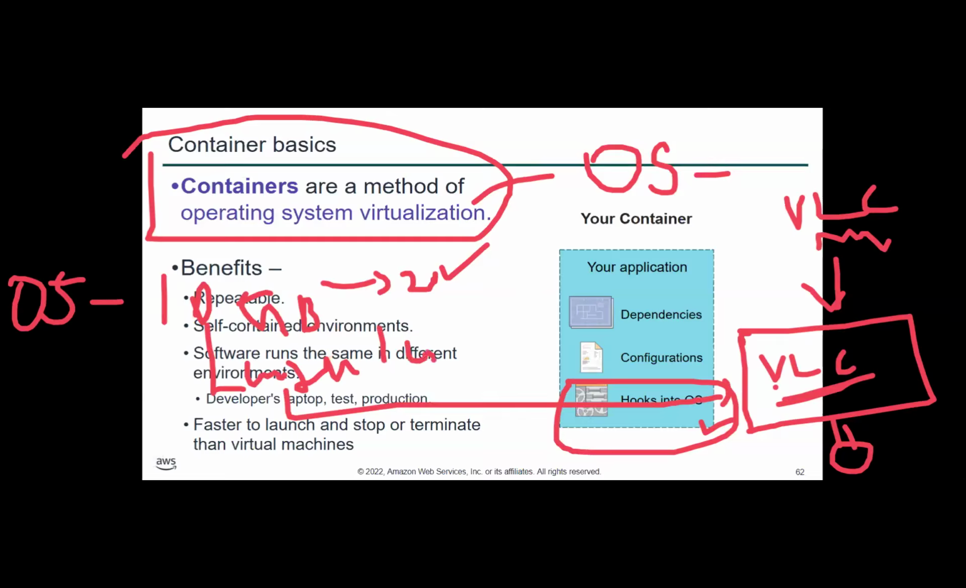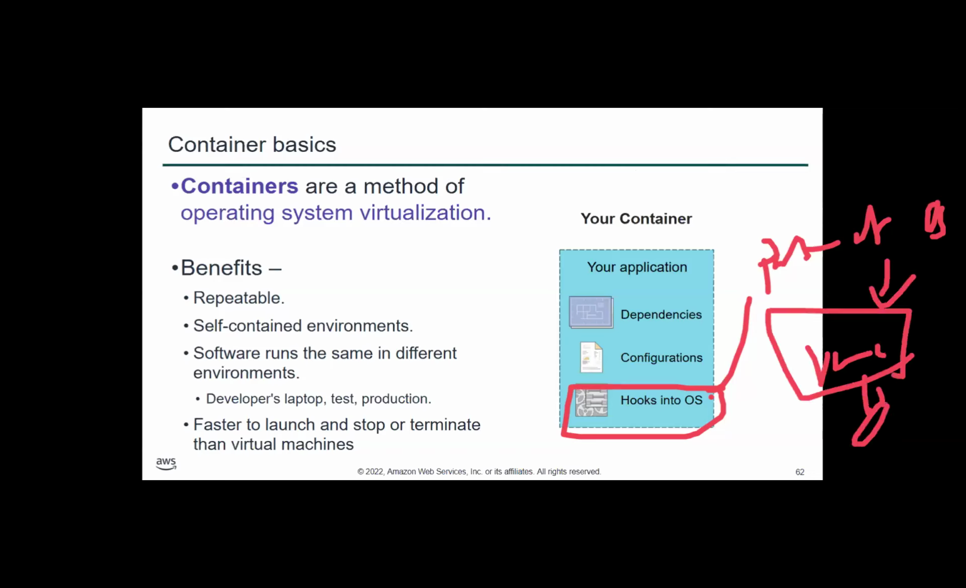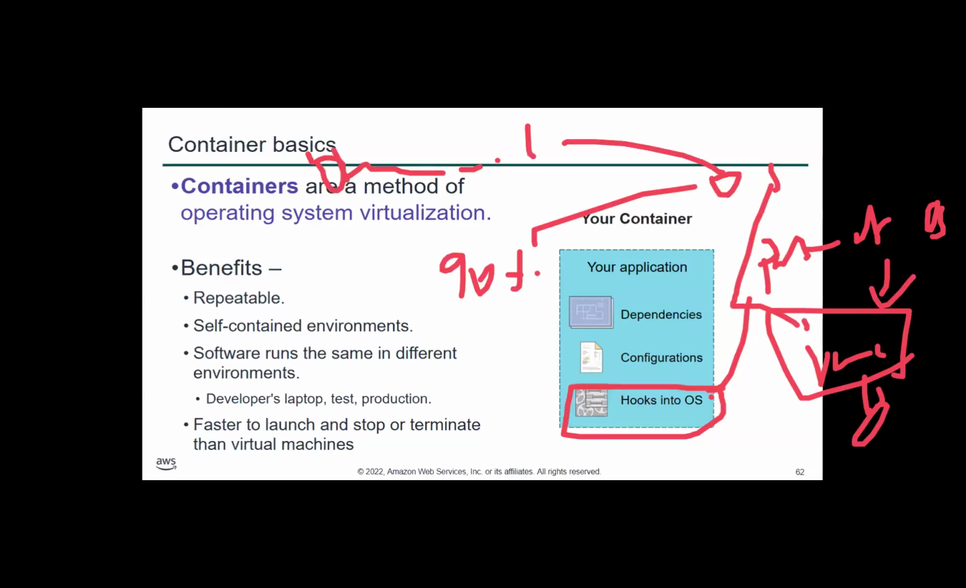So maybe 1 GB of files, or just a few components alone, are necessary to run this video player. That is called hooks into OS. That is nothing but part of the OS. Part of the OS is enough to run this VLC media player in this system. The remaining 90% of the OS is not necessary for VLC, but it is necessary for other components or applications.